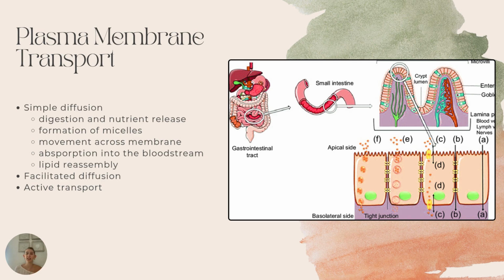This protein is found in our basolateral surface, or the blood-facing side, and this membrane facilitates the transport of glucose and galactose out of the intestinal cells and into our bloodstream.